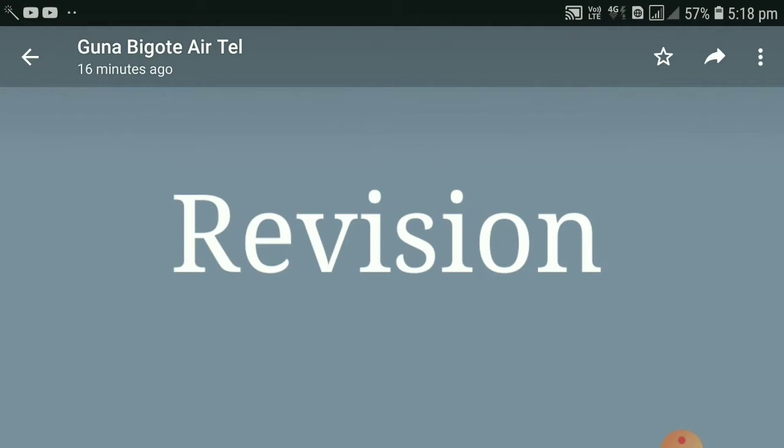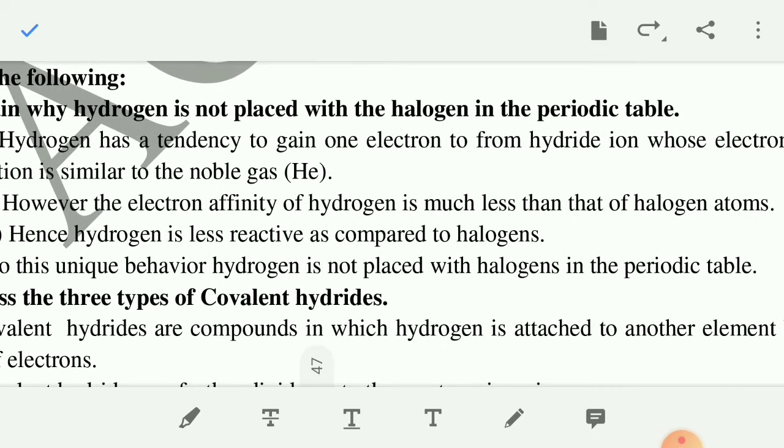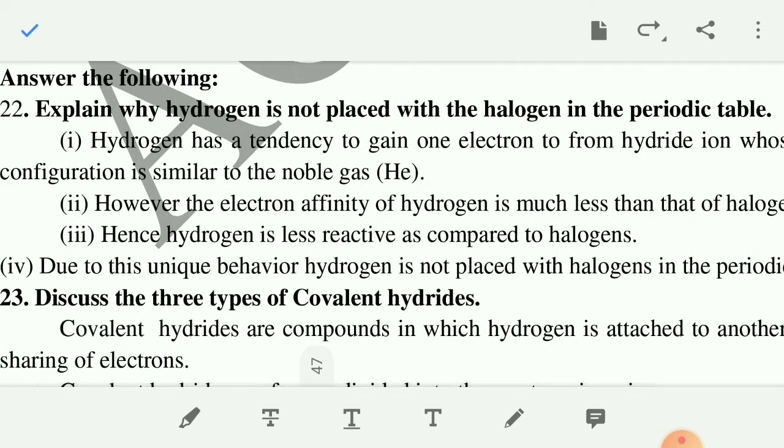2 marks and 3 marks important questions for the hydrogen lesson. First question: explain why hydrogen is not placed with the halogens in the periodic table. The reason is hydrogen has a tendency to gain one electron to form the hydride ion, whose electronic configuration is similar to the noble gas. The hydrogen electronic configuration is 1s1. It is similar to the noble gas helium because hydrogen contains one proton and one electron.